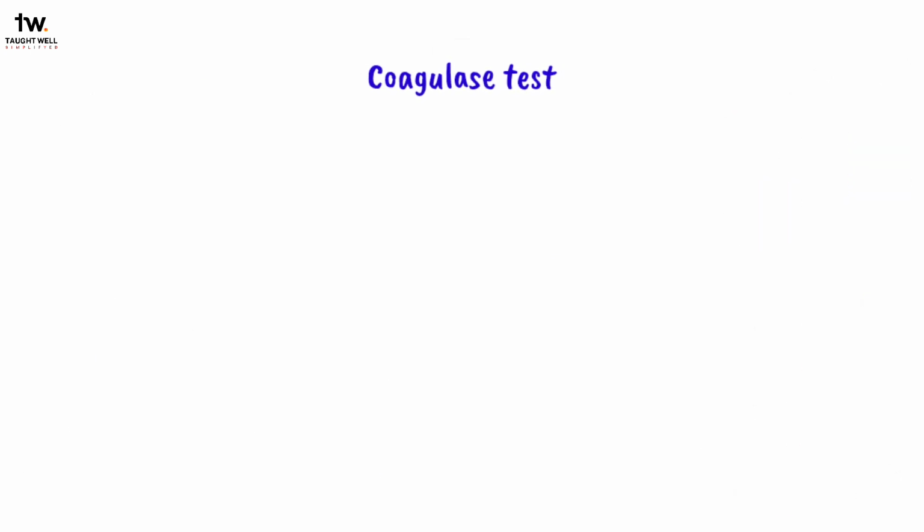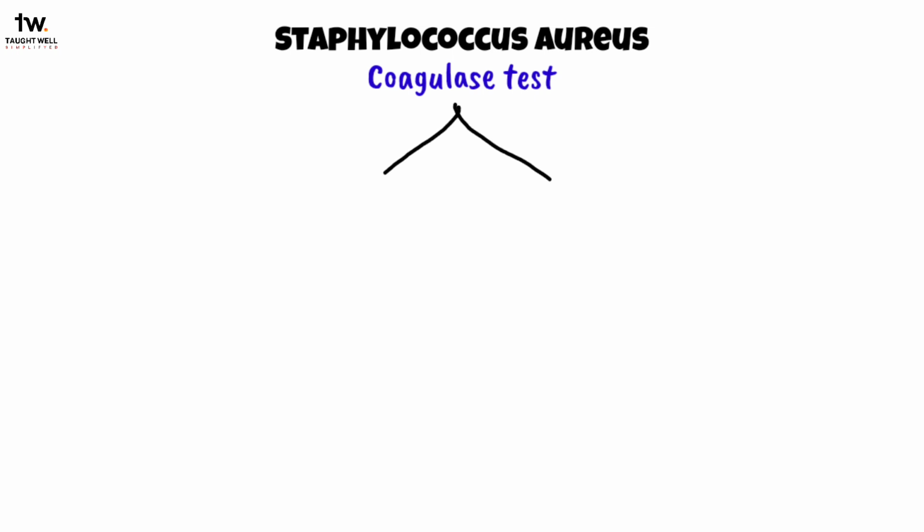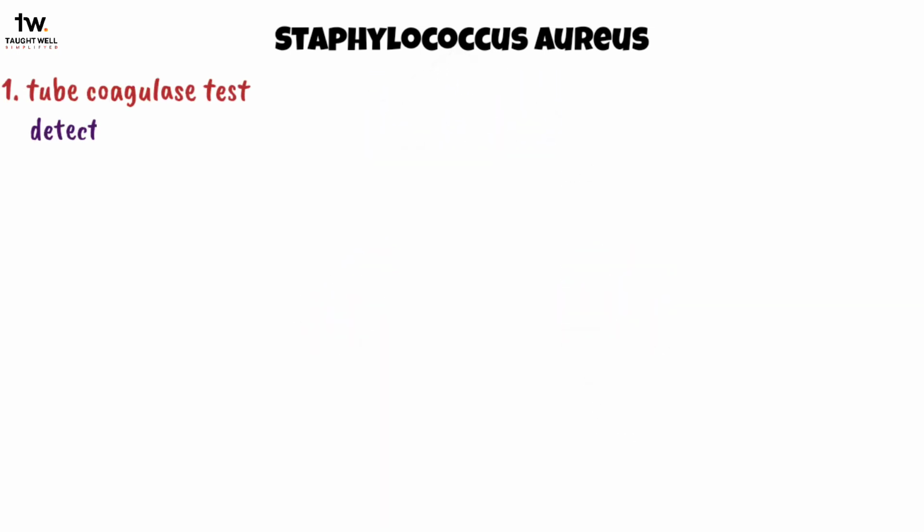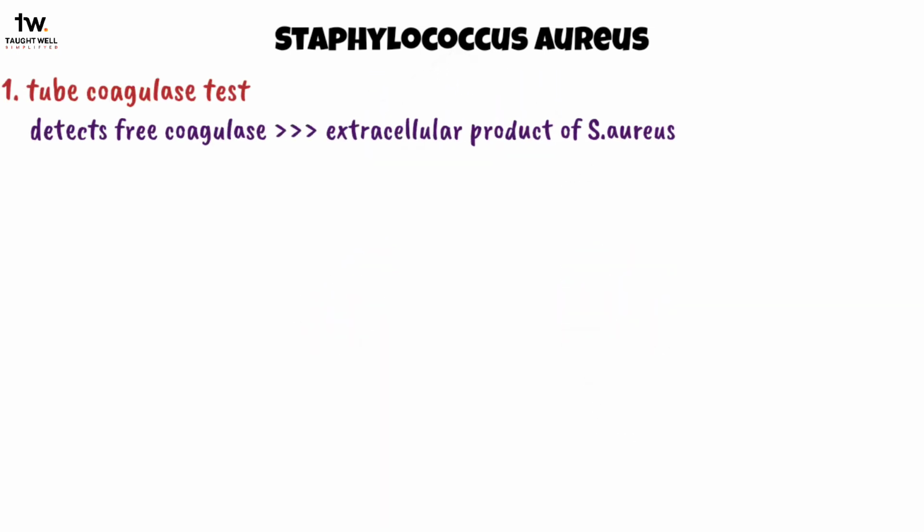Now, let us discuss the coagulase test, which is done for identifying Staphylococcus aureus. The coagulase test can be done using two methods, tube and slide. The tube coagulase test detects free coagulase. It is an extracellular product of Staphylococcus aureus.